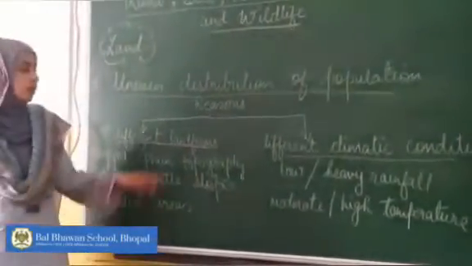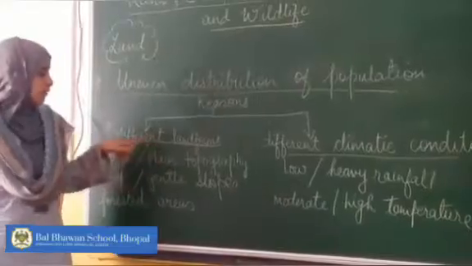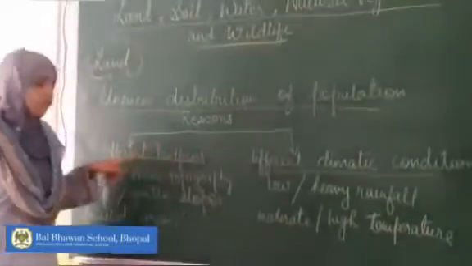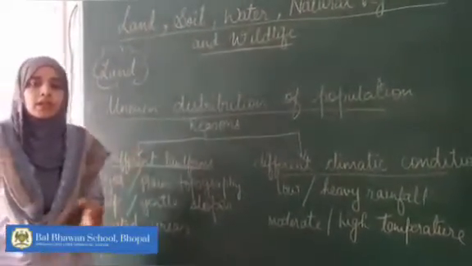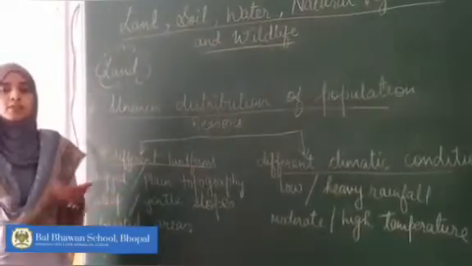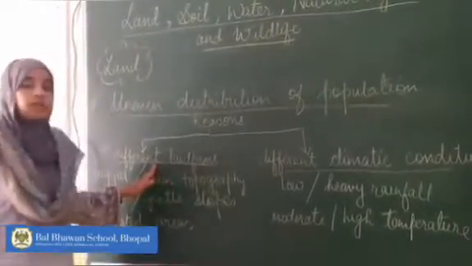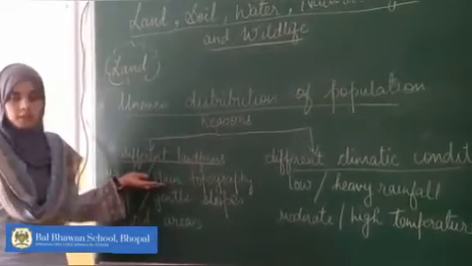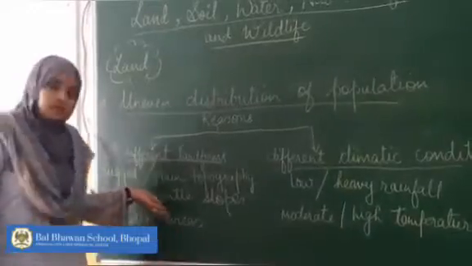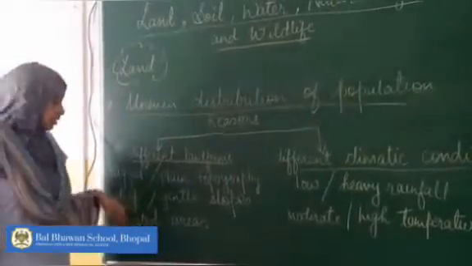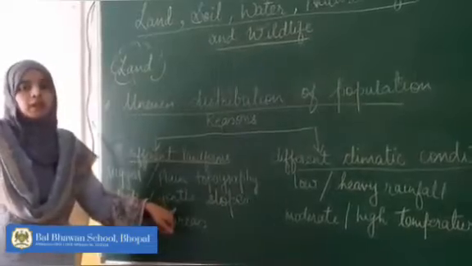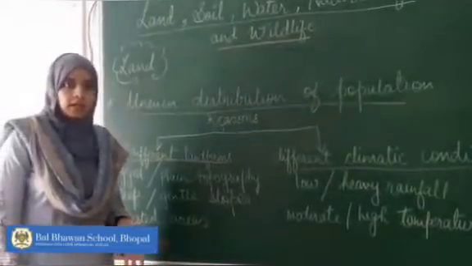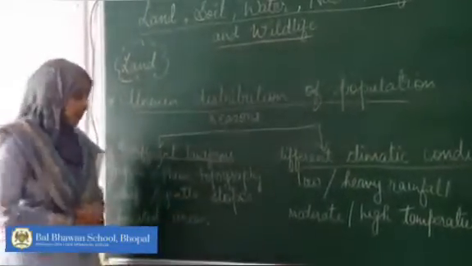There are two major reasons of uneven distribution of population. First is different landforms and the other one is different climatic conditions. Different landforms. You all know that on the earth there are different types of landforms like mountains, plateaus, plains. Similarly, the topography of these different landforms is different. Somewhere it is plain, somewhere it is rugged. Somewhere the slopes are very steep and somewhere there are gentle slopes available. Somewhere there are very thick forested areas and somewhere there are only plain areas.